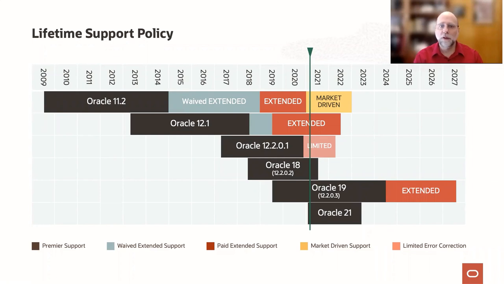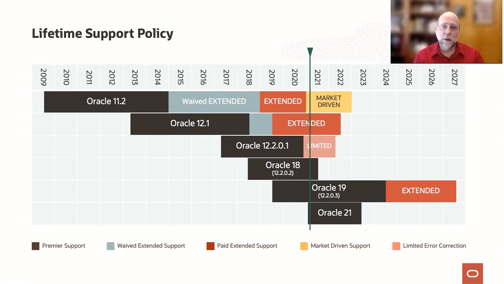Well, if you're on 11.2, 12.1, or 12.2, you're in a period of some type of extended support, whether it's limited error correction, normal extended support, or market-driven support from ACS. If you're on 18C, you are fast approaching the end of error correction, after which point there will not be patches available. And that's one reason that 19C makes sense for your upgrade.